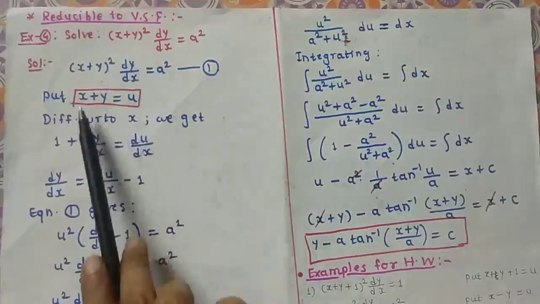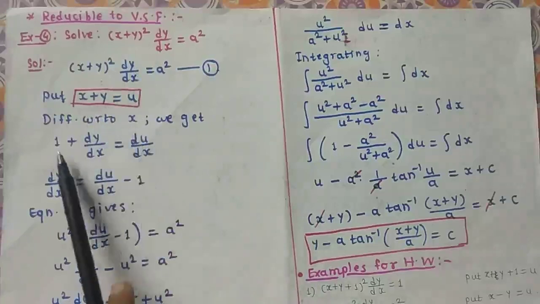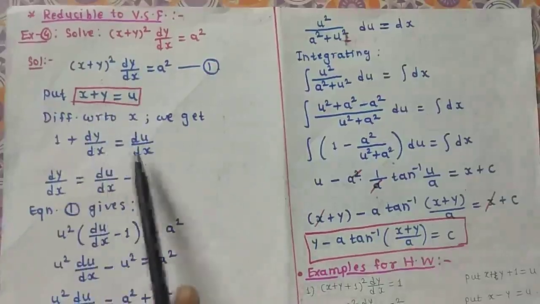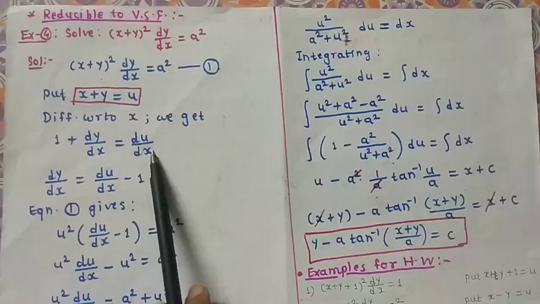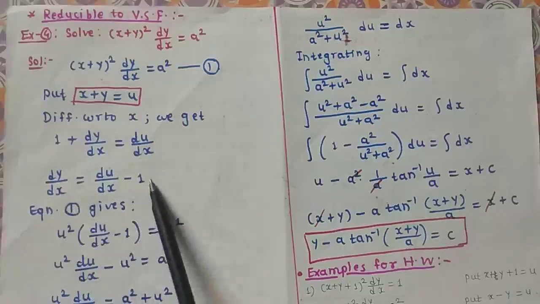That's why here we replace this x plus y by u. Now differentiate with respect to x. So we get 1 plus dy by dx equals du by dx. Now from this we find the value of dy by dx. So it is du by dx minus 1.